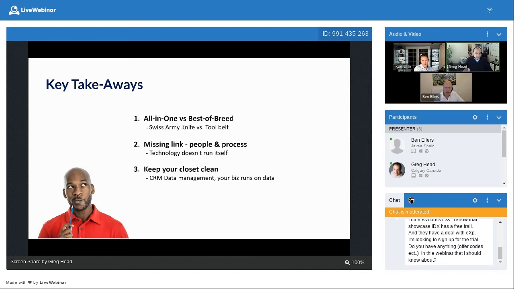Technology does not run itself. As much as all the marketing departments from the tech companies like to make us think that it will, it won't. And it's a universal problem across any business that buys a piece of technology. And then number three, keep your closet clean. Because even if you have the people and the process in place and you have the right tech stack, if your CRM looks like that messy closet, then there's no scaling that could happen on top of that.